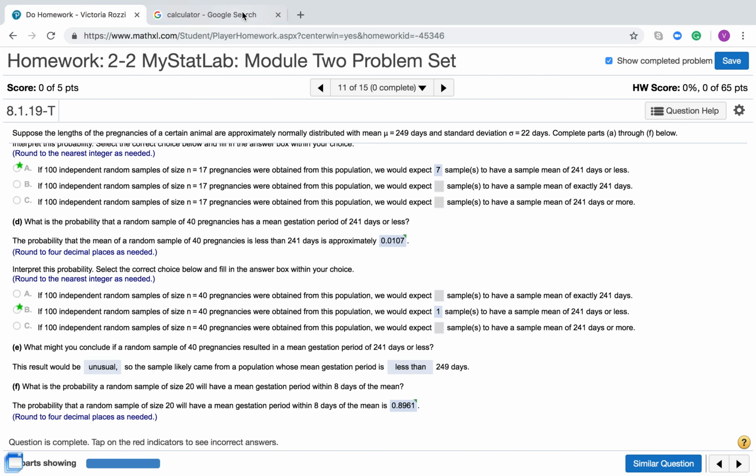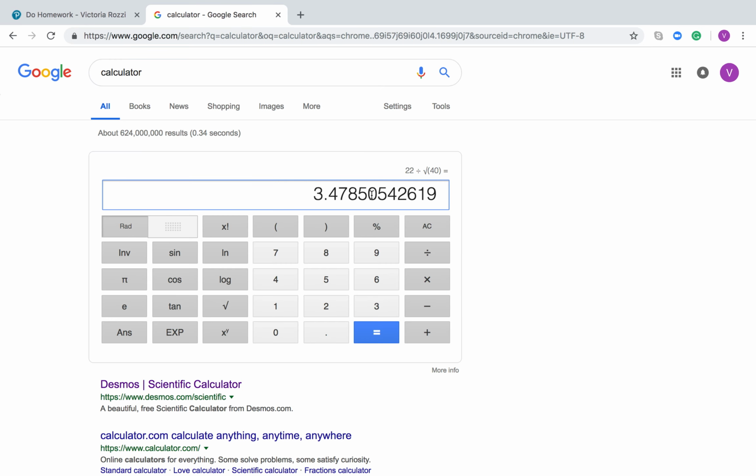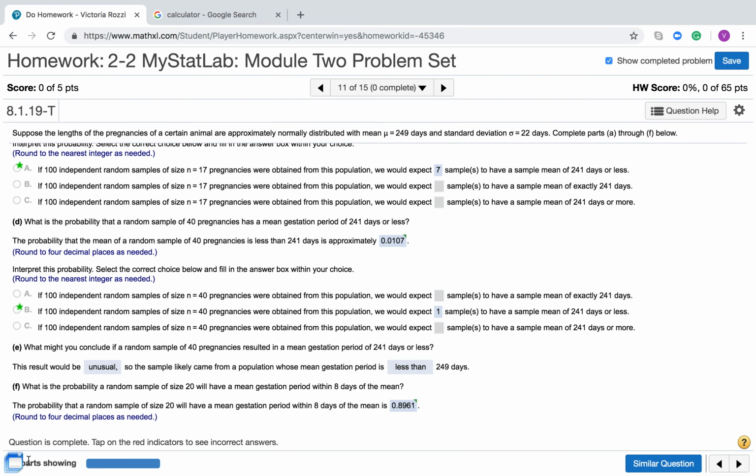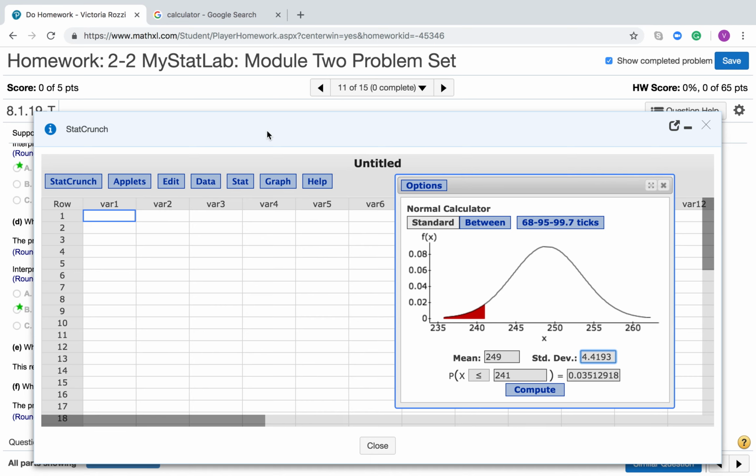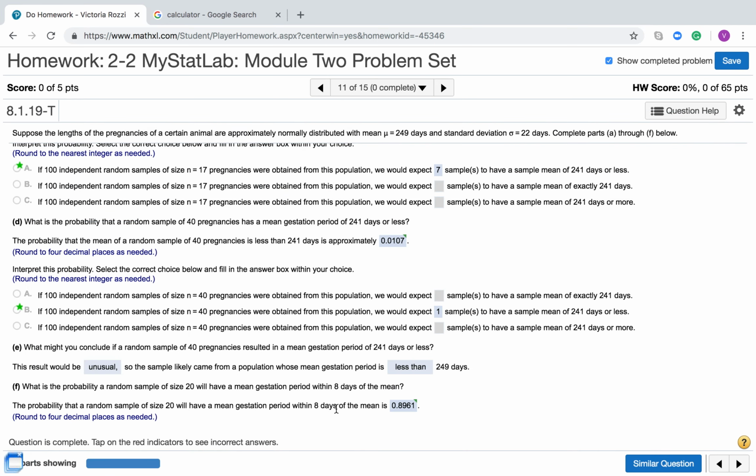So we have to go back to our calculator, and we're going to do 22 divided by the square root of 20, and press equals. Okay, and we're getting 4.9193. Again, we're going to keep that 3 the same because there's a 4 next to it. So 4.9193. So I'm going to go over here and do 4.4193. And they want the probability that we're, again, within 8 days.